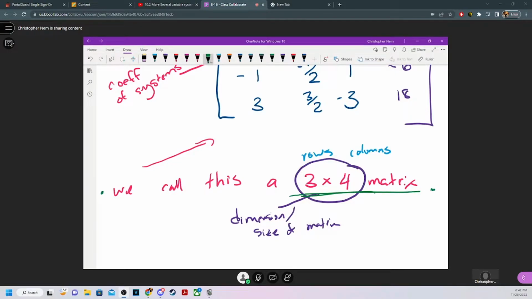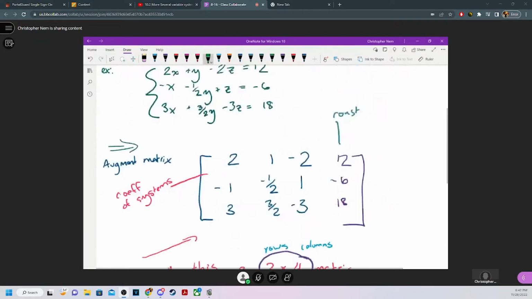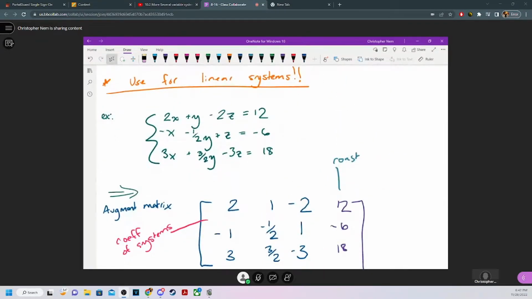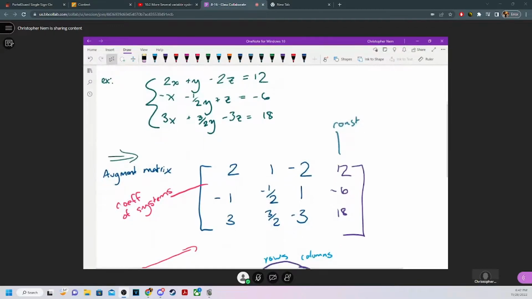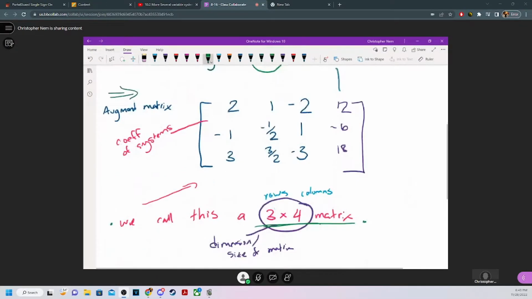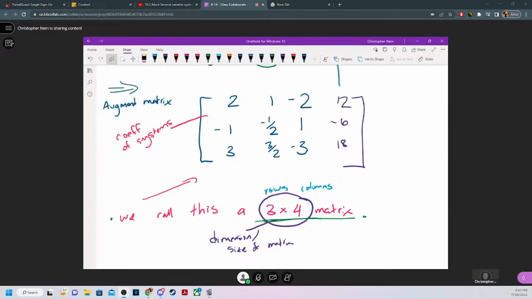So again, all I did was, for my system, I wrote down all of its coefficients, and I wrote down the last column as the constant part that my system is equal to. And then I arranged it inside this box.